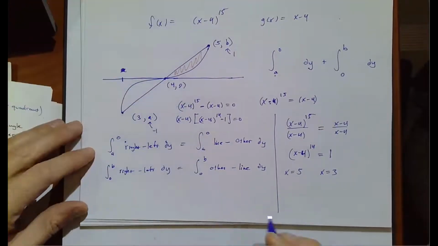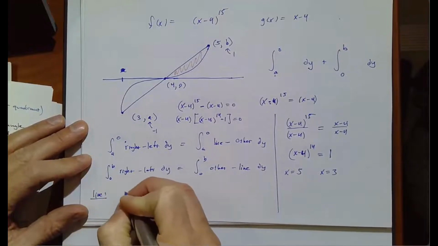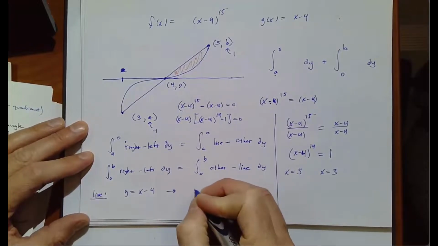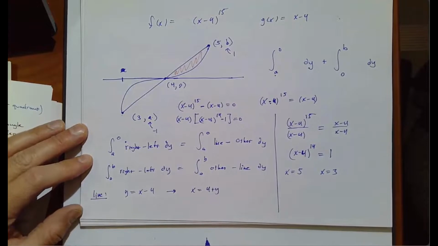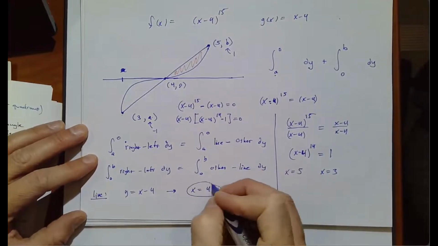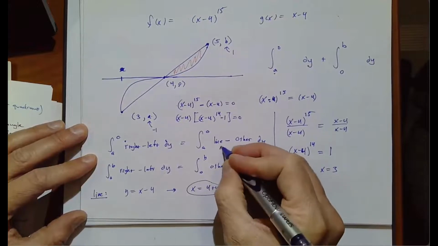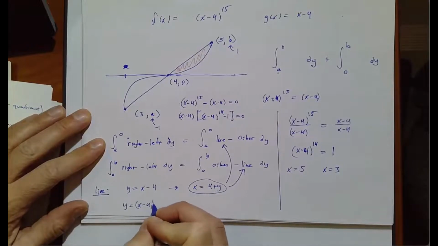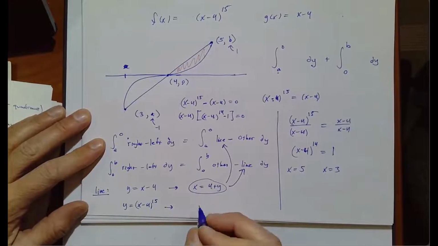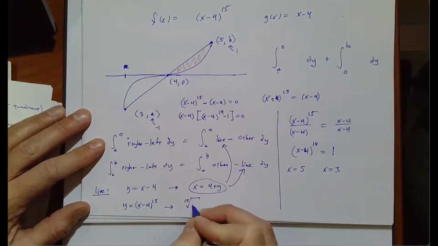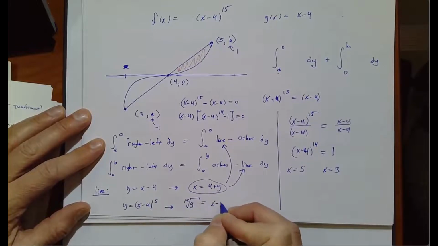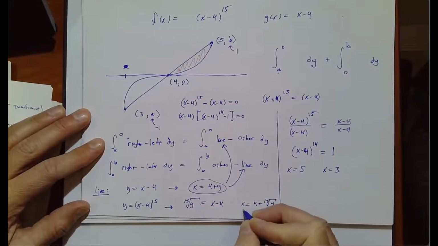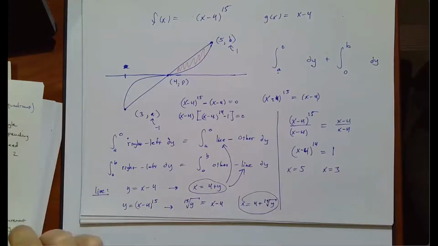So for the line, we would have had y equal to x minus 4. So if we isolate x, it's really straightforward. We're going to get x equal to 4 plus y. So that's what your line is going to be. So that's going to go in right there and right there. Your other, so we had y equal to (x minus 4) to the 15th power. Again, solving for x, we'll have to take the 15th root of both sides. That's awful. Or the 1/15th power if you prefer. And then adding 4 to both sides, you get x equal to 4 plus the 15th root of y. And that's going to go in for your other thing.